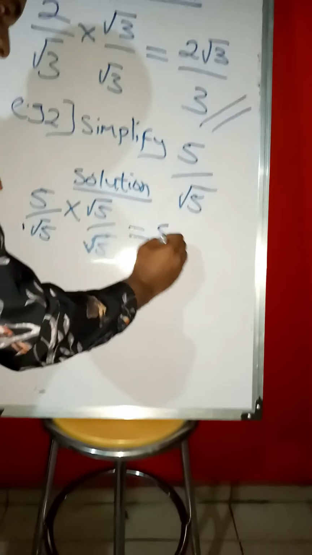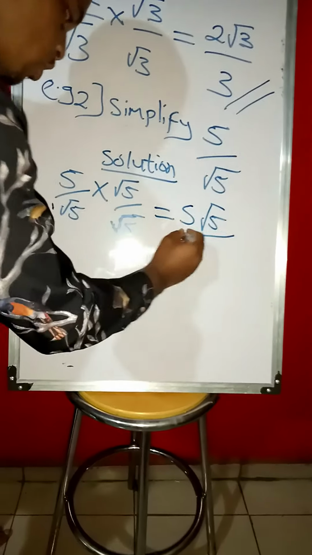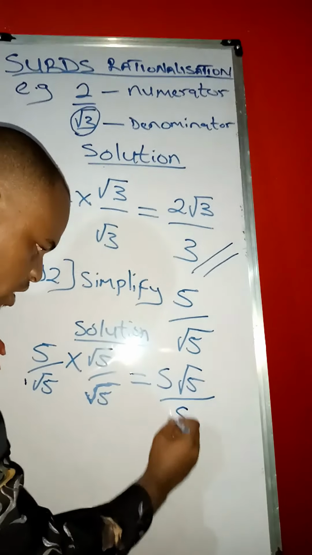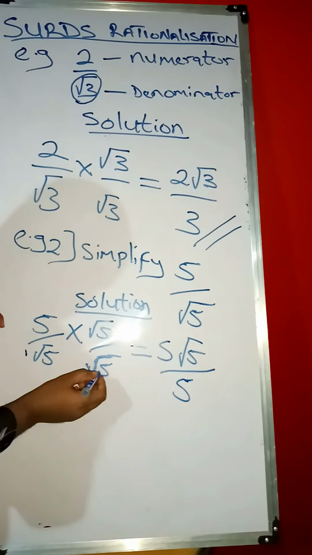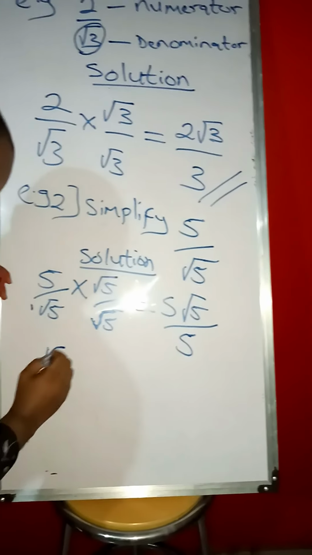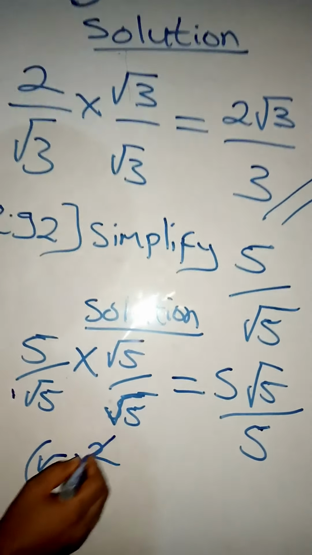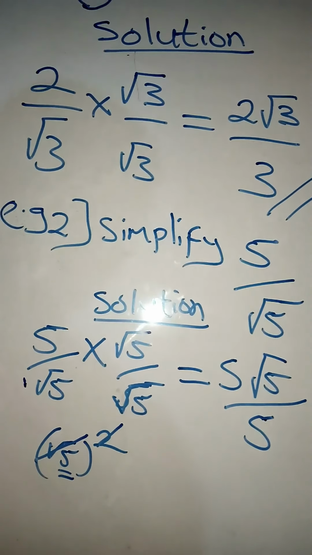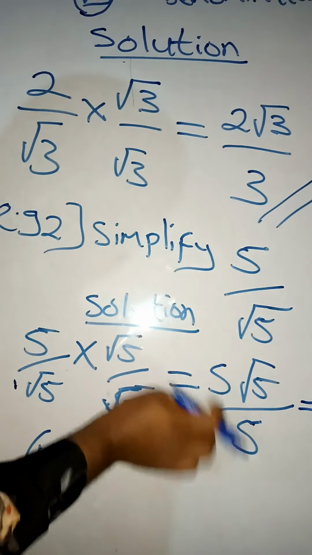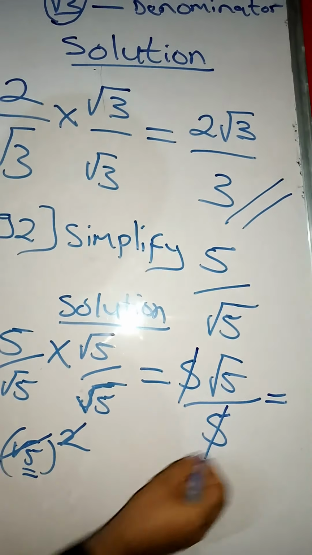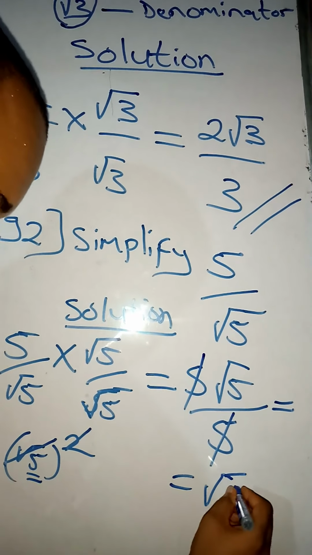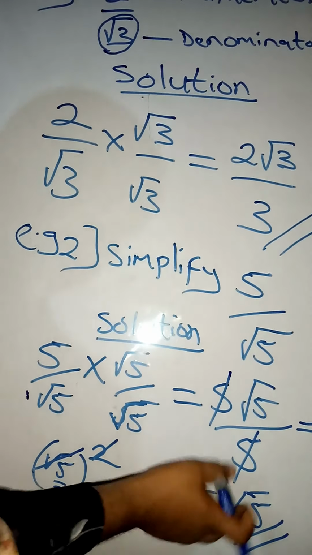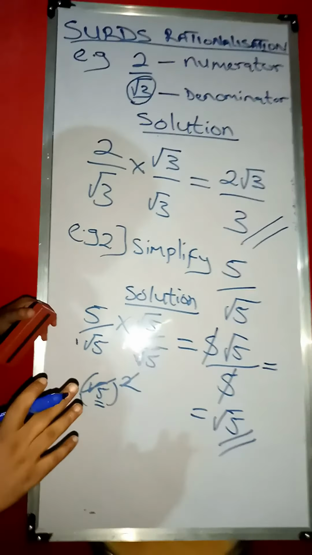So this is what you'll be getting. 5 times root 5 is 5 root 5, all over root 5 times root 5, which is root 5 squared. And root 5 squared will give me 5. Remember this process. Root 5 times root 5 is the same as root 5 raised to the power of 2, so that this 2 will cancel the square root. I'll be left with 5, which is what I have here. I can simplify this further. 5 here, 5 here, they will cancel out. So my answer will just be root 5. So we've simplified 5 over root 5 to arrive at just root 5. I hope this is clear enough.